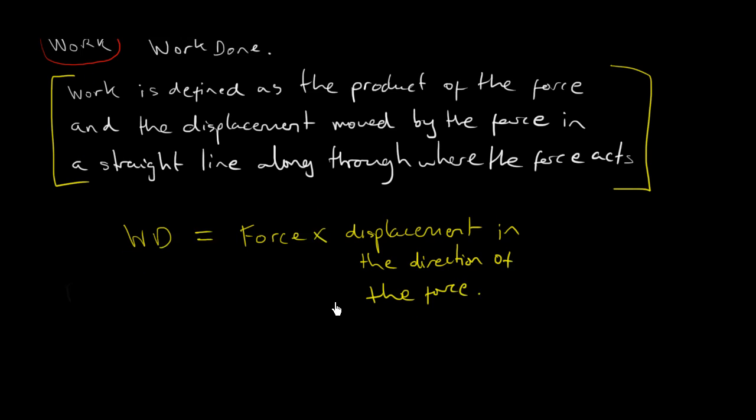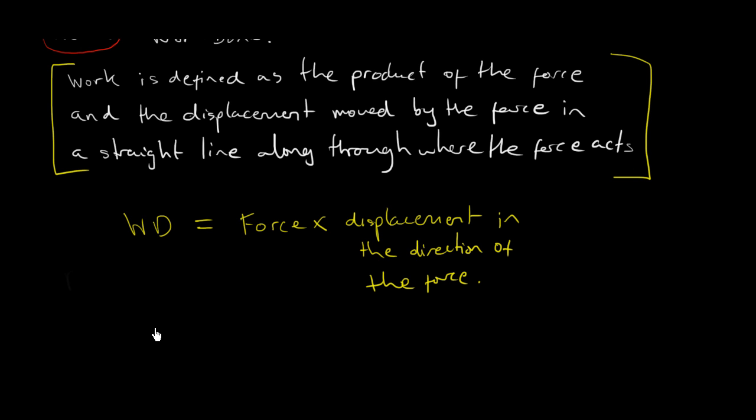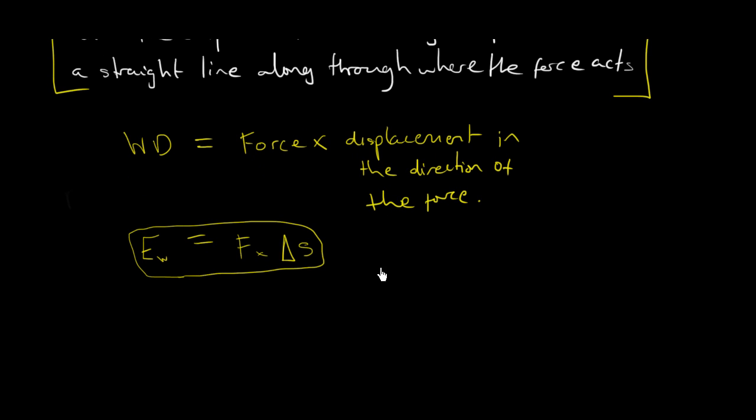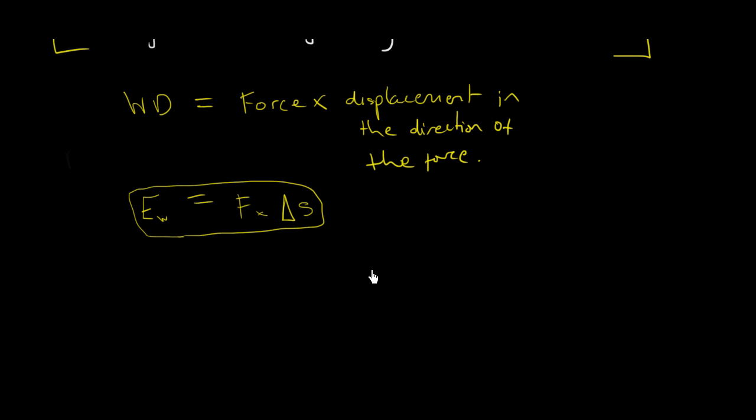And as an equation, we would write it as so. I like using the E for energy because this reminds me that work done is measured in joules, and it's a type of energy. So I normally write it like this: the work done, an energy, is equal to the force times the change in displacement. It's important to know that these have to be in the same direction. So I'll talk a bit about that now.